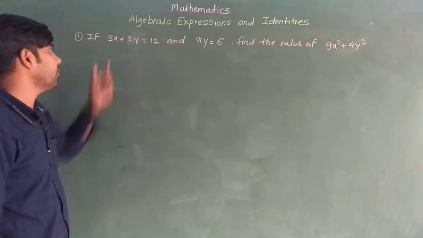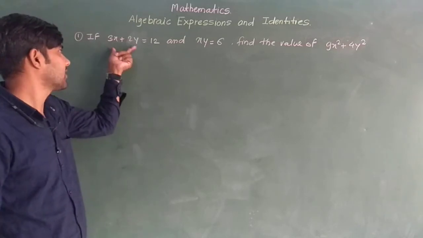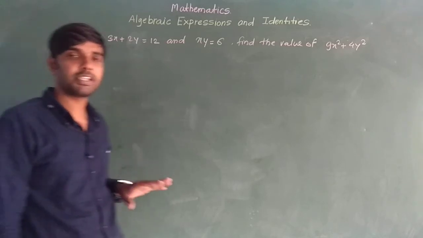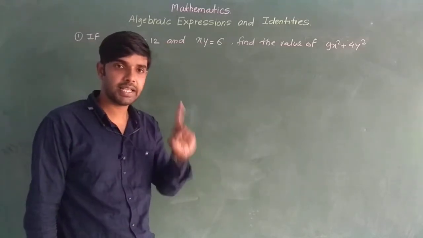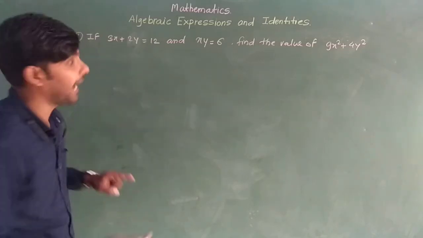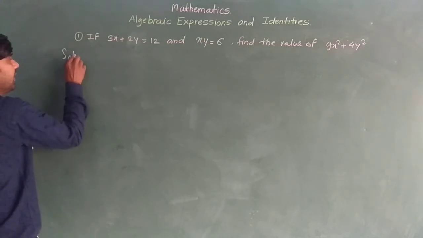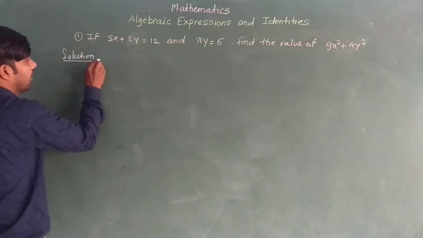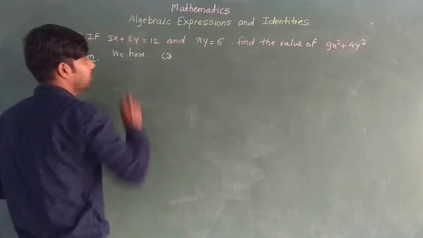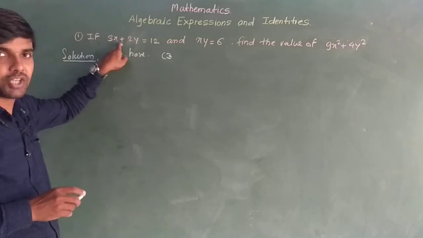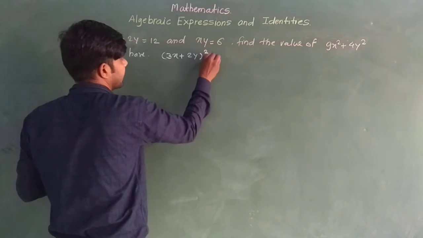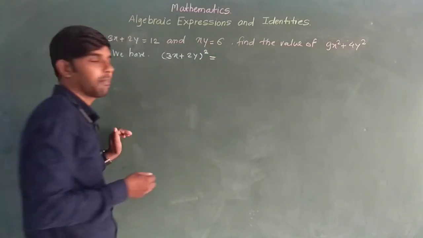So again we use here which identity? Plus is there, sum of two terms. So again we use identity number one, (a plus b) bracket square. Okay, so write down, we have the solution. Again same thing we will do here. We have the square of this expression. (3x plus 2y) bracket square is equal to a square plus b square plus 2ab.